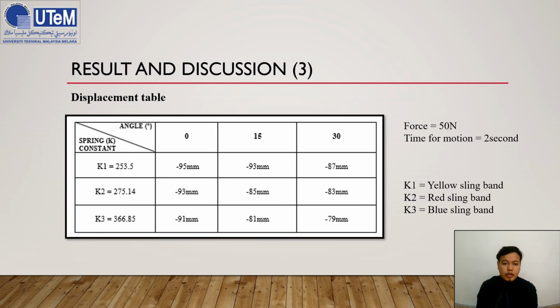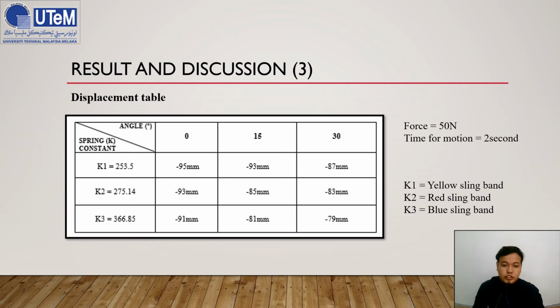When we got a 0 angle, while we use K1 as the spring constant, we will get a negative 95 millimeter for the displacement. While when we use the 15-degree angle with K1 as the spring constant, we will get negative 93 millimeter as a displacement, and the next one is 30. After we use K1 as the spring constant, we get a negative 87 millimeter.